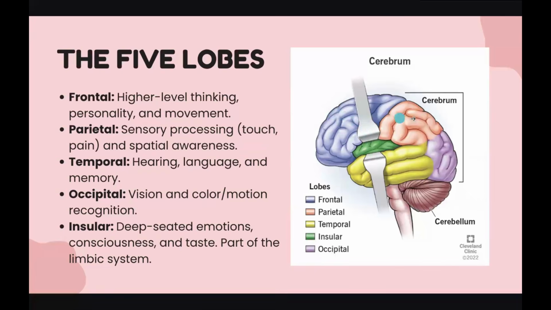The parietal lobe is right posterior to the frontal lobe. It controls sensory processing and spatial awareness. When we talk about sensory, we mean touch, pain, and somatosensory processing. Spatial awareness is being aware of where your different body parts are. Is your hand up right now?